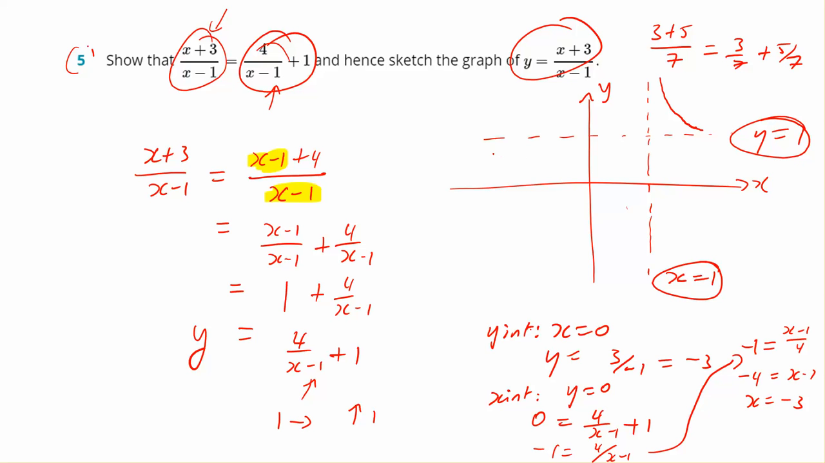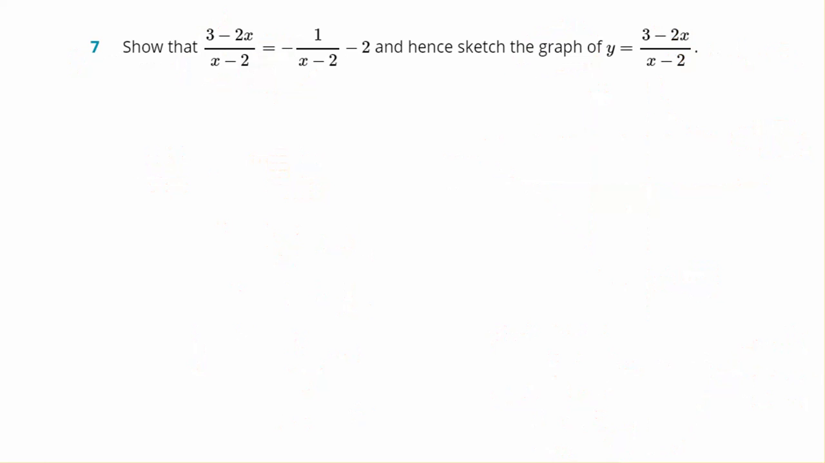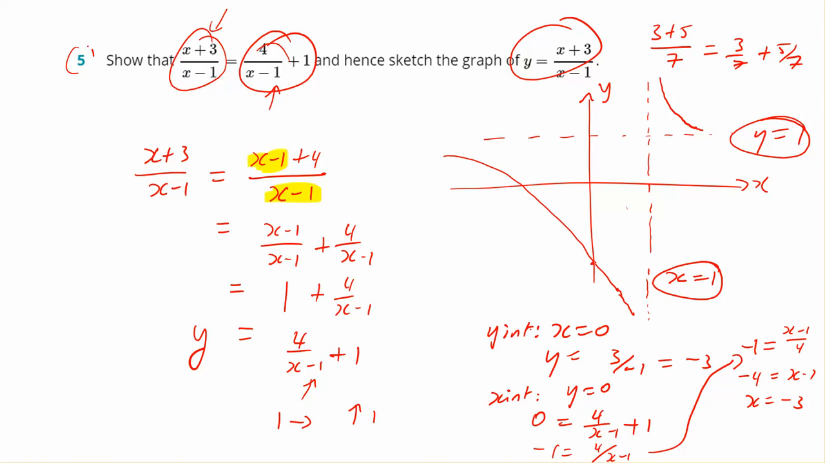So what's going on here is you've got a graph that's going to go down like this. I'm going to try and make it a bit better. And obviously there's an asymptote there, so make sure you don't cross it. Here will be your y-intercept at negative 3 and your x-intercept at negative 3 also.